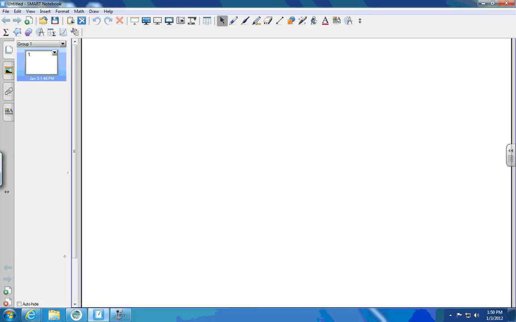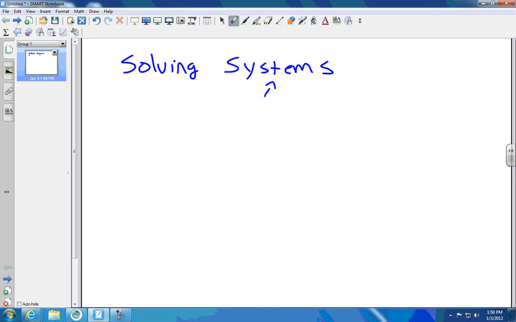Starting chapter 7, you are solving systems of equations. What a system basically means is you have two or more equations. So if you are solving systems, a system is two or more, and it's only going to be two in this chapter, two or more equations.